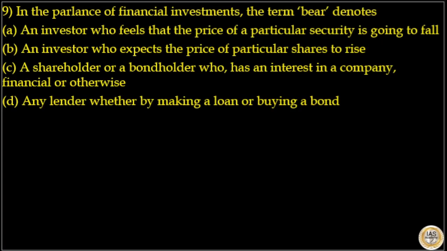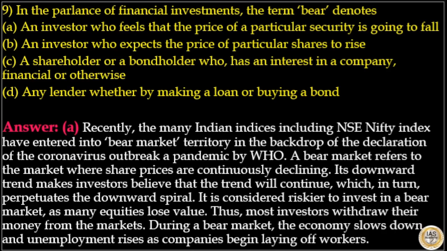Next is, in the parlance of financial investment, the term bear denotes. Option A, an investor who feels that the price of a particular security is going to fall. Option B, an investor who expects the price of a particular share to rise. Option C, a shareholder or bondholder who has an interest in a company, financial or otherwise. Option D, any lender, whether by making a loan or buying a bond. The answer to this question is option A, that is, the term bear denotes an investor who feels that the price of a particular security is going to fall.